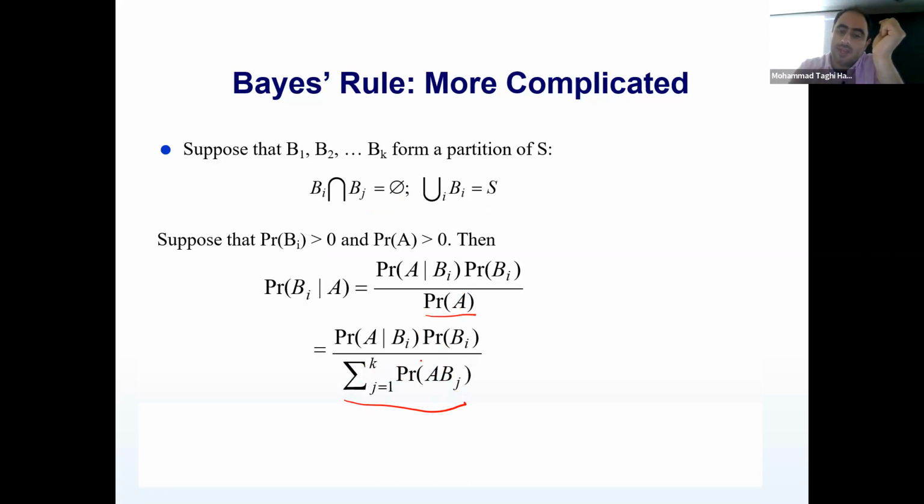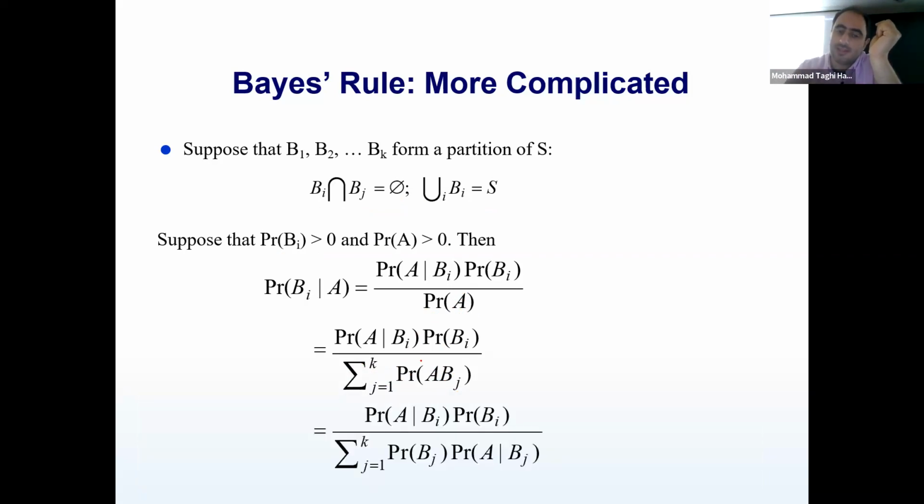Now for each of them, I will just use the Bayes rule again. I will write this one as probability of BJ times probability of A conditioned on BJ. So why are we making this so complicated? Because essentially this may happen.